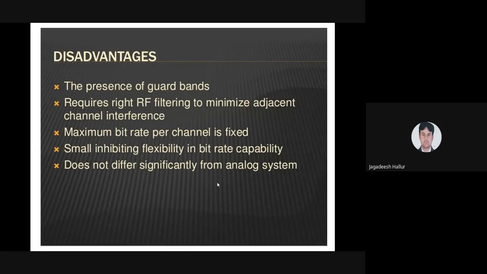Next, it does not differ significantly from an analog system. This analog system can get some disturbance in between the signal. That is the disadvantage. The main disadvantages for this FDMA technique are the presence of guard bands due to delay and the use of high performance RF filters. These are the main two disadvantages that come under this FDMA technique.